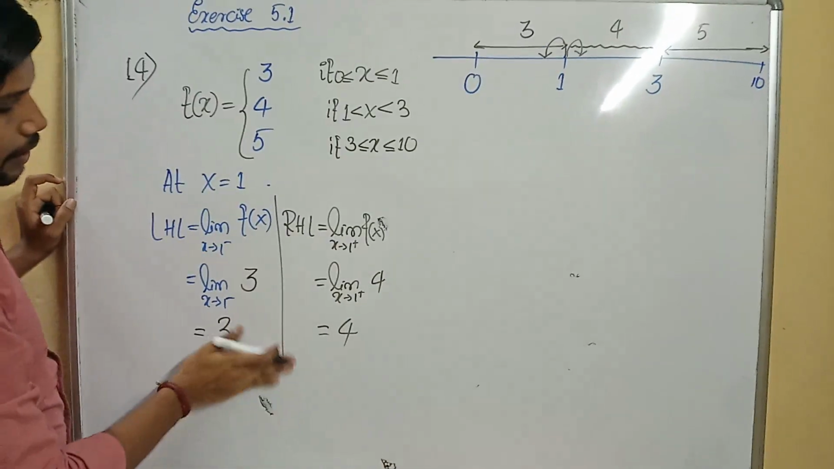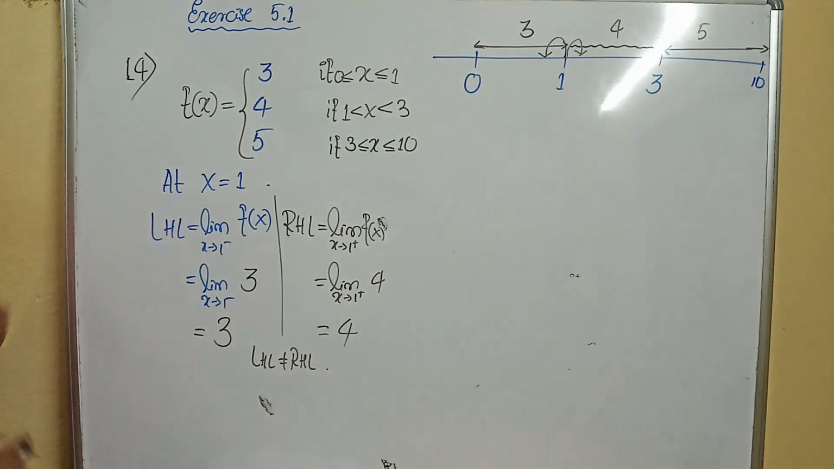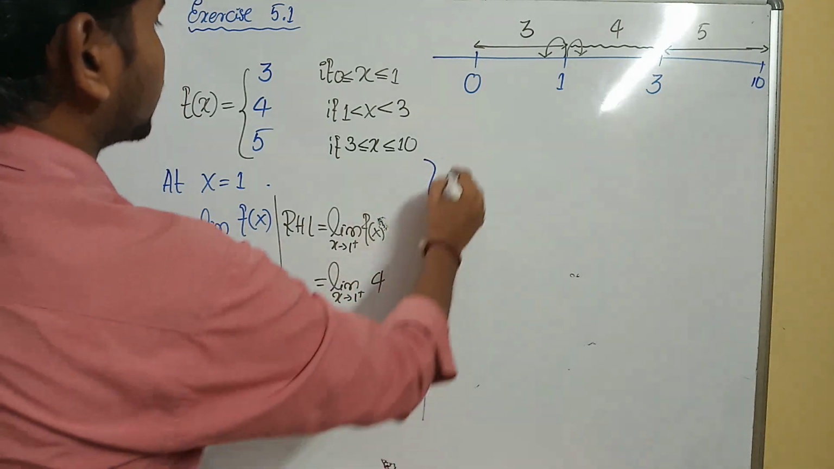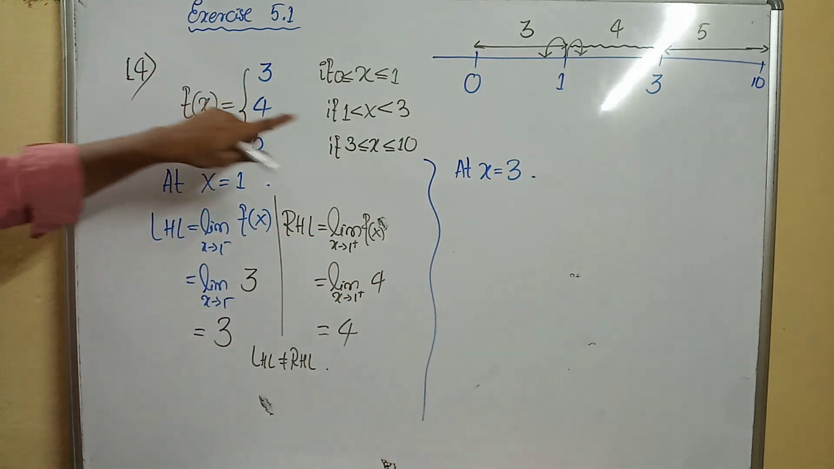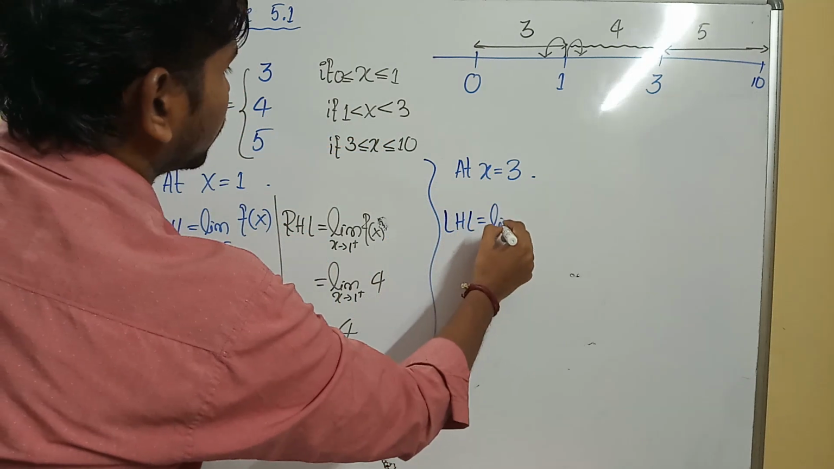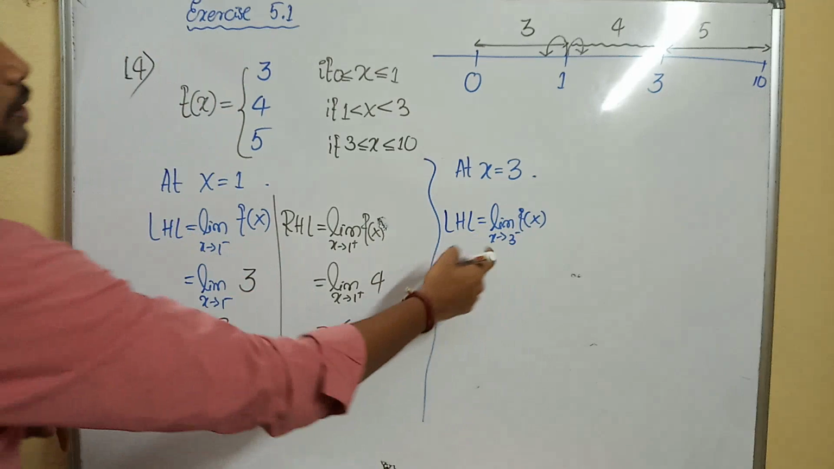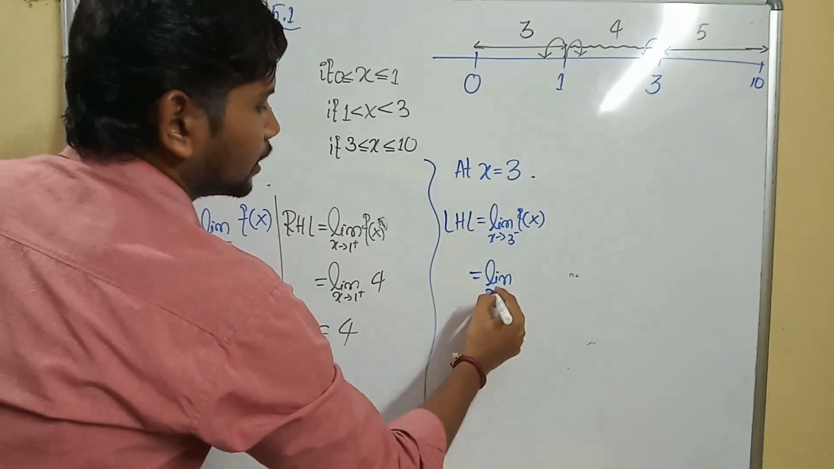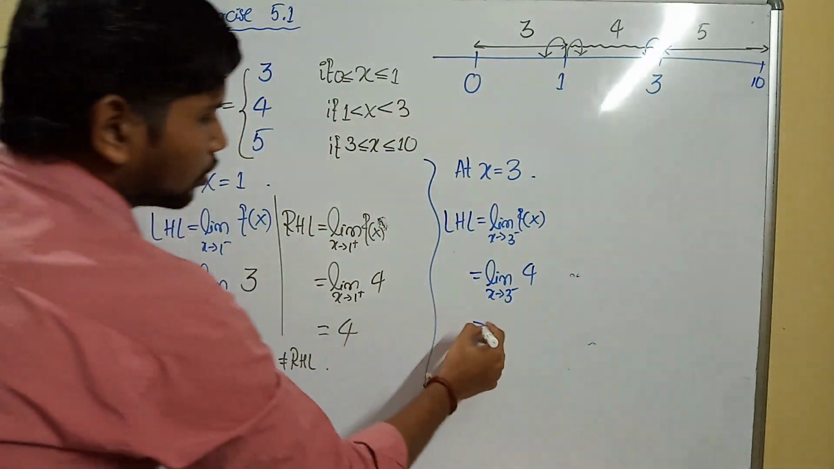Got it? LHL is not equal to RHL. Then in the similar manner, I need to check at x equal to 3 now. Got it? Put it as x equal to 3. What is the LHL? LHL will be limit of f of x as x tends to 3 minus. What is 3 minus? Which is the value for 3 minus? x tending to 3 minus, less than 3, it is 4. It will be 4 only.